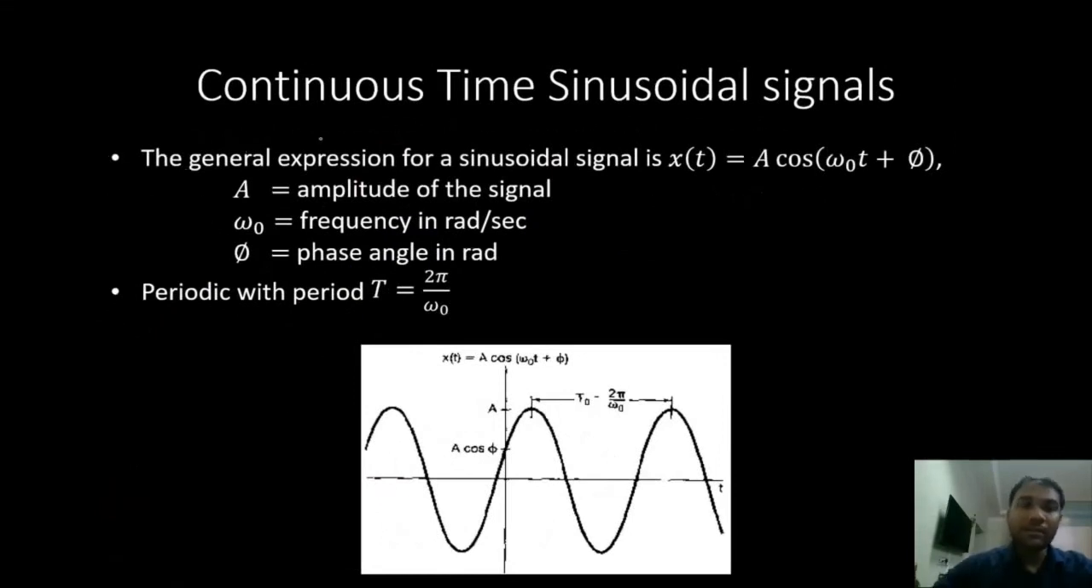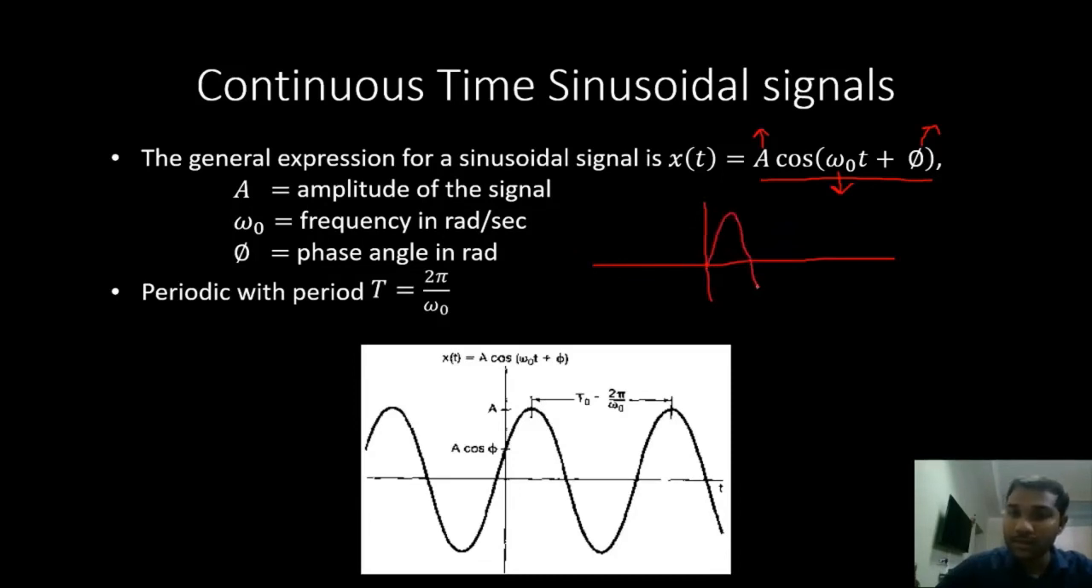Now the next elementary signal is sinusoidal signals. The general expression for any sinusoidal signal is x of t equals a cos of omega naught t plus phi. This is the phase angle, this is the fundamental frequency, and a is the amplitude of the sinusoidal signal. There are two types of sinusoidal signals: one is sine and the other one is cos.